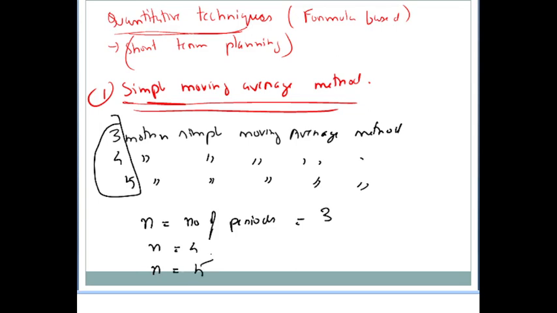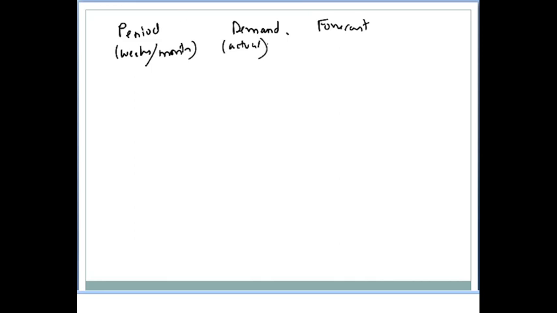In the case of the simple moving average method, we will have a table. First there will be the period, which will be in months or weeks, because it is short term. Then on the other side there will be the demand, and in some cases there might be the forecast. This is the actual demand, denoted by dt, and the forecast is denoted by ft.